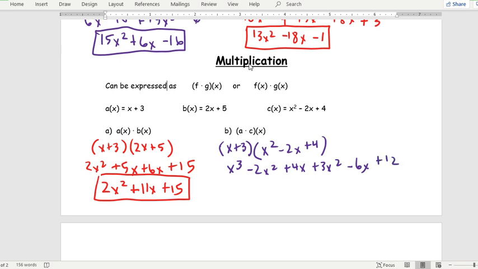Let's put those like terms together. No other cube term, so x cubed goes first. We have a negative 2x squared plus a 3x squared gives us 1x squared. And we have a 4x minus a 6x, which is negative 2x. And just one constant, which is positive 12, so bring that down. X cubed plus x squared minus 2x plus 12 is a times c of x.